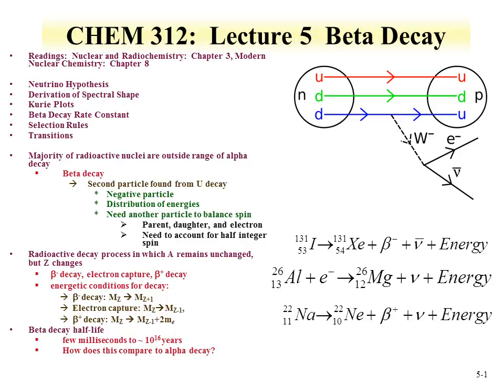This is the fifth lecture for Chemistry 312 Radiochemistry, and this lecture is on beta decay. The readings for this lecture are listed here: Nuclear and Radiochemistry Chapter 3, then Modern Nuclear Chemistry on Beta Decay Chapter 8.